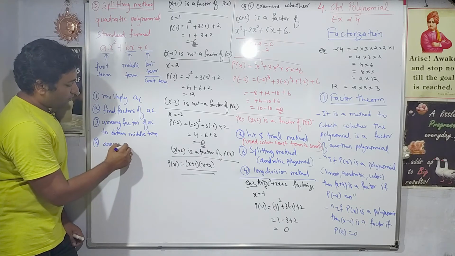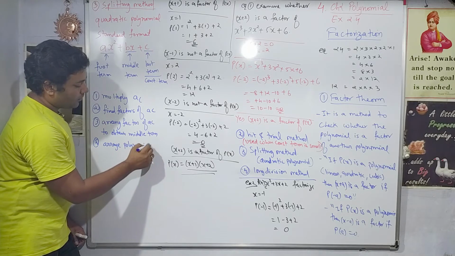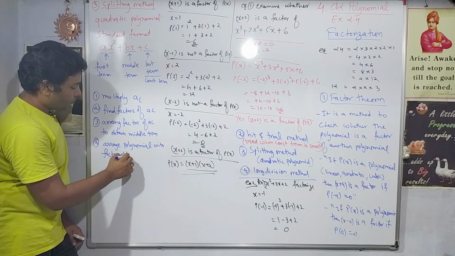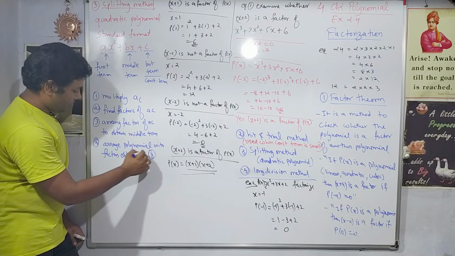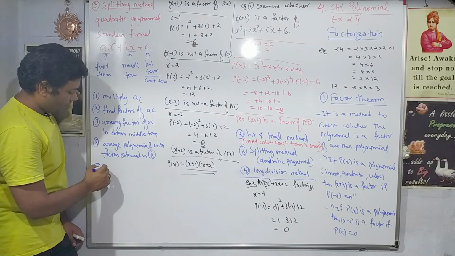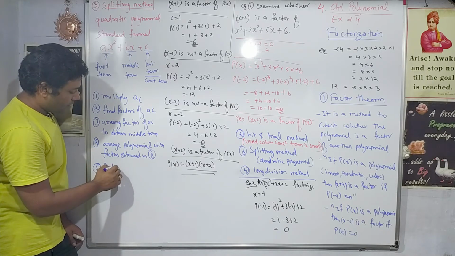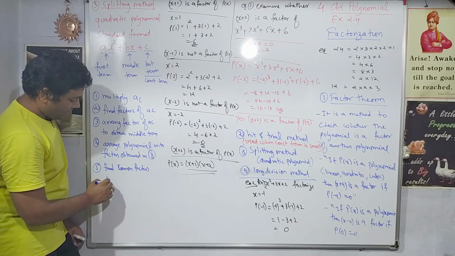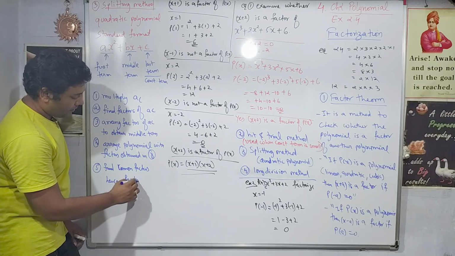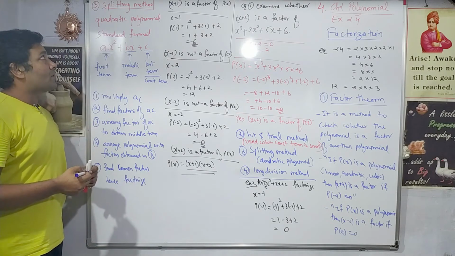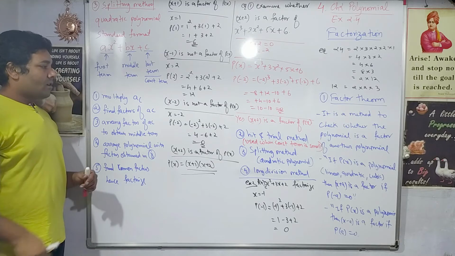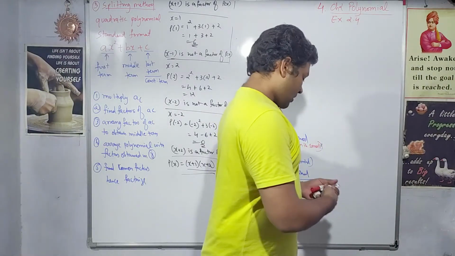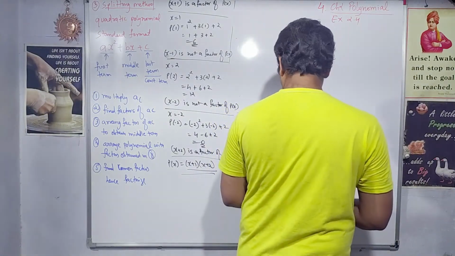arrange the polynomial with the factors obtained in the third step. And the fifth one, then find common factors and hence factorize. So these are the 5 different steps involved in the splitting method. So let me show you this sum with the help of the splitting method, right? So let us use the splitting method.